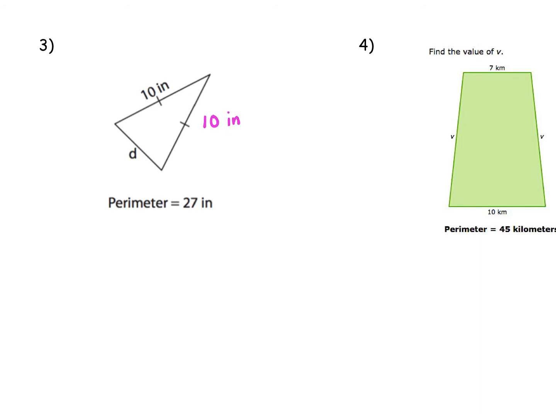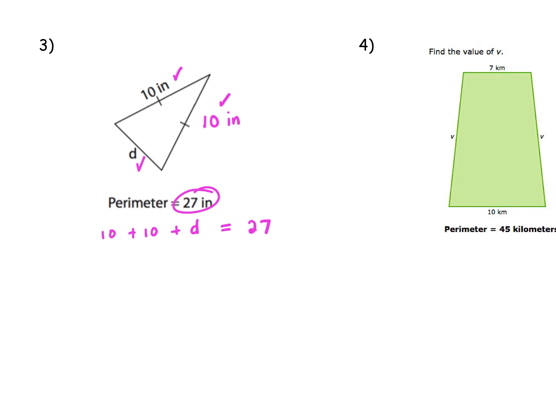And by the way, this is known as an isosceles triangle when two sides are the same measurement. So we're going to do exactly what we did last time. We're going to put 10 plus 10, acknowledging two sides, plus d, and it doesn't matter what order we put the numbers or variables, we're adding up. The commutative property tells me that. And together the perimeter, all those sides, add up to 27 inches.